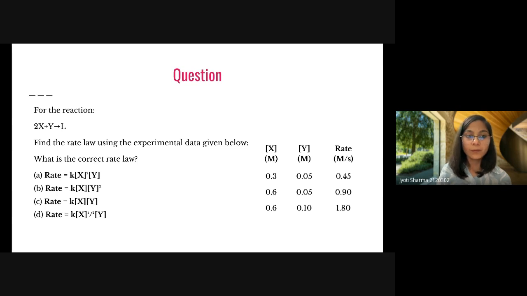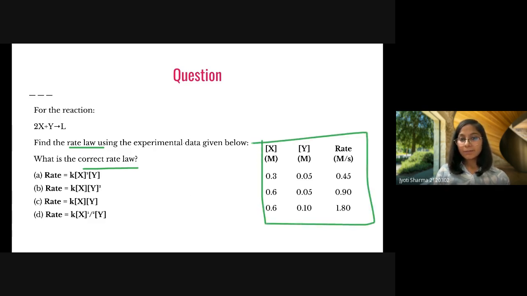Okay. The next question, again this is very much a simple question. You need to find out the rate law when you did some experiment, and after that experiment your x was this much, your y was this much, and this x and y are the reactants, right? And this is giving you product, and your rate is this much.